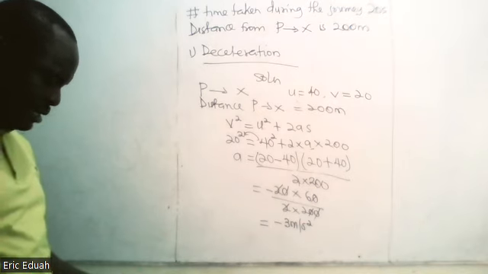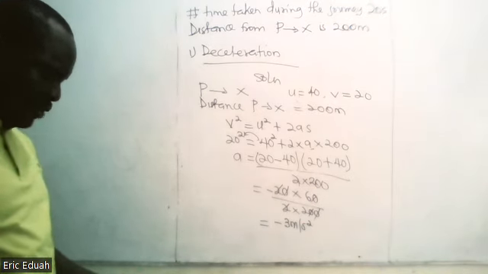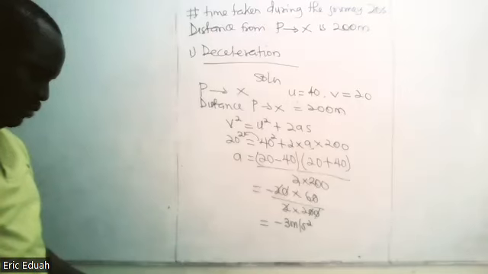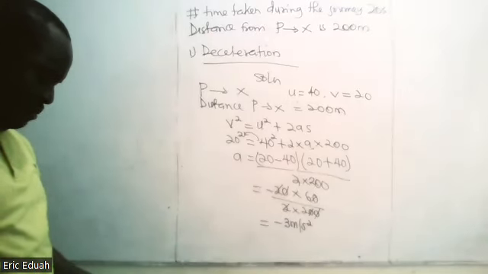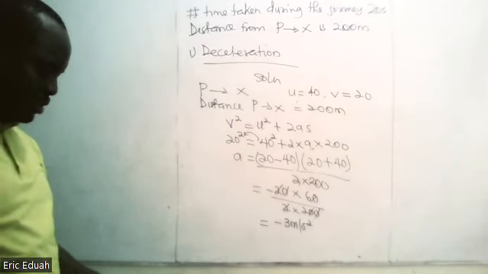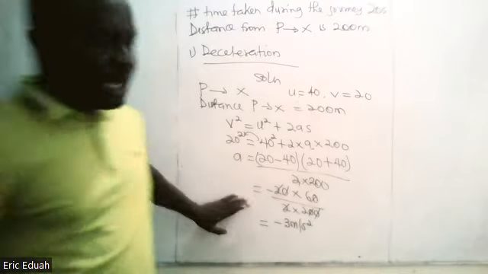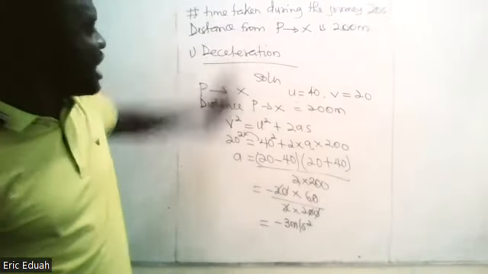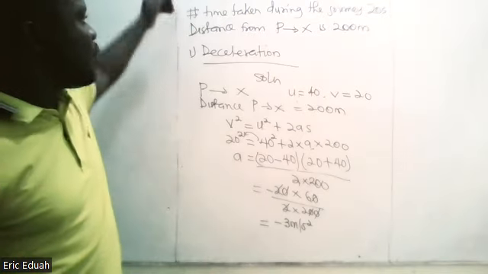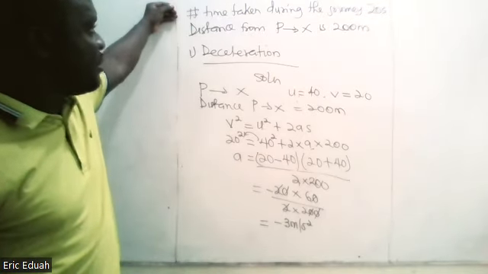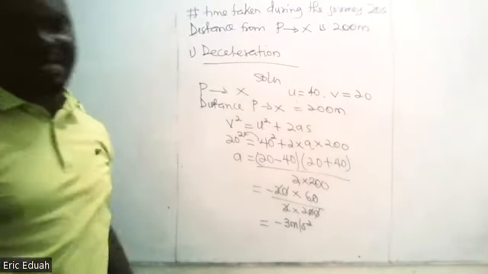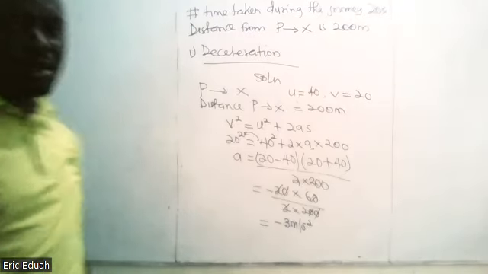Anyway, let's continue to see whether this will be uniform. This is the deceleration during the first part of the motion where the body decelerated from P to X.